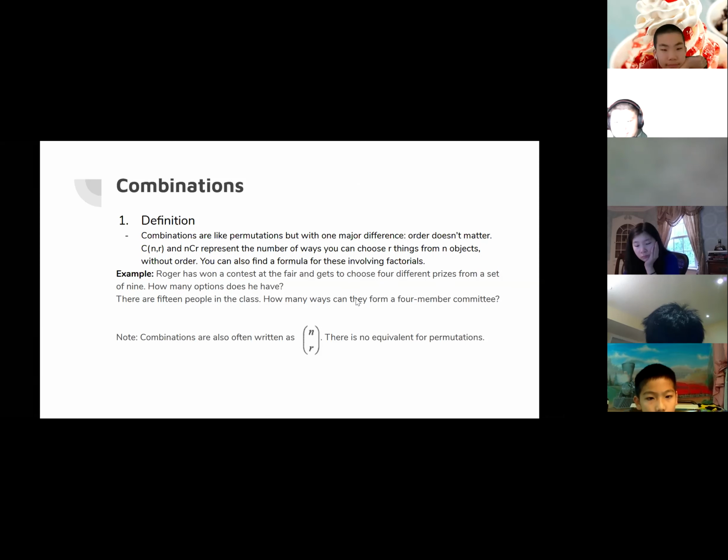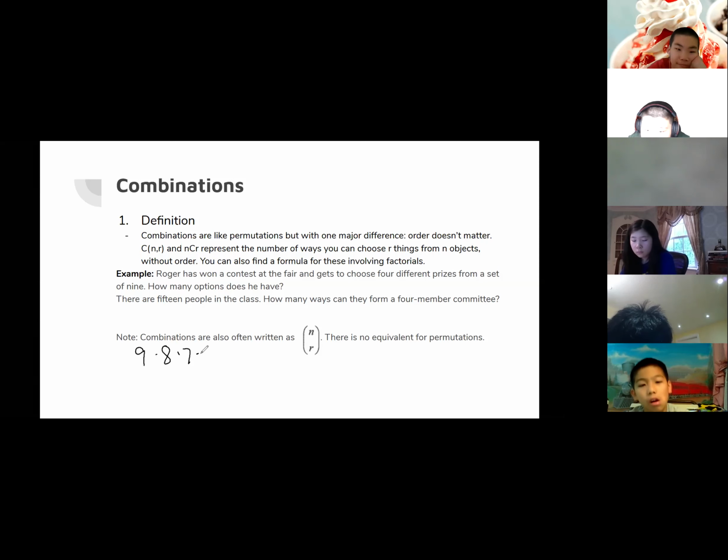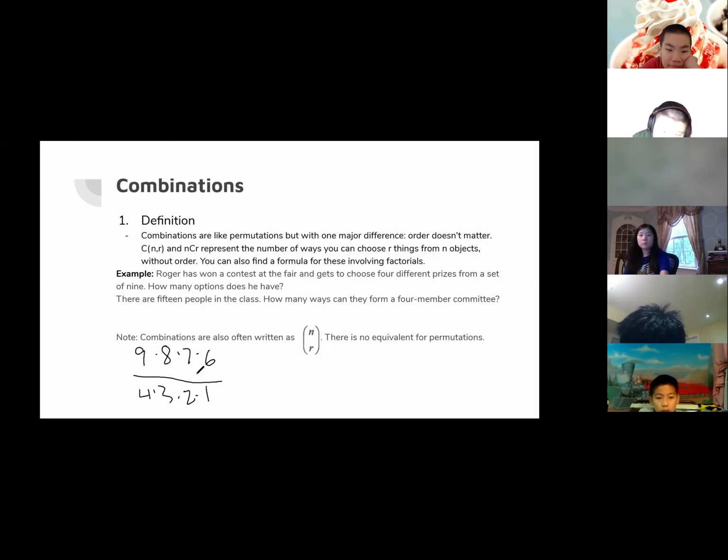Roger has won a contest at the fair and gets to choose 4 different prizes from a set of 9. How many options does he have? So this is going to be 9 choose 4, and you can think of it as follows. 9 choices for the first one, 8 for the second, 7 for the third, and 6 for the fourth. But you can choose these in any order, so you have to divide by 4 times 3 times 2 times 1, which is the number of ways you can arrange these. You can cancel and get this equal to 9 times 2 times 7 equals 126.